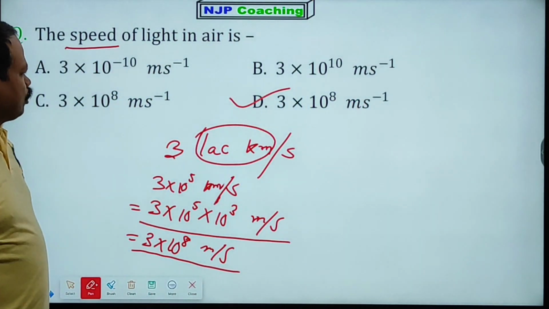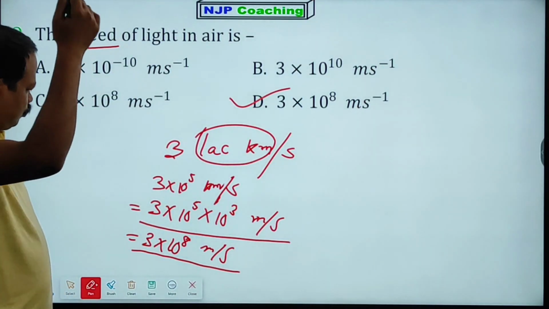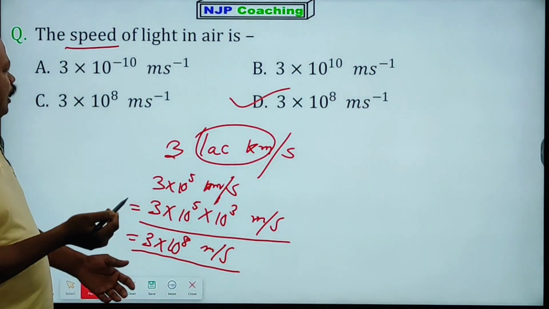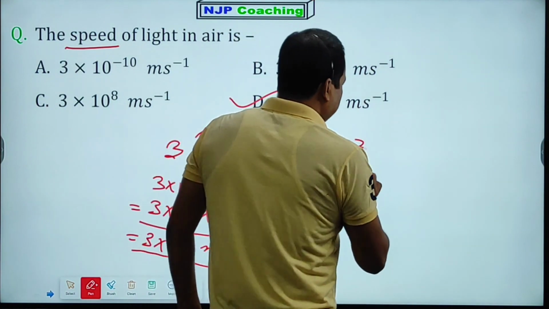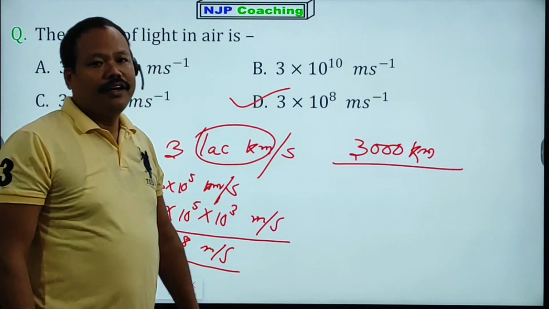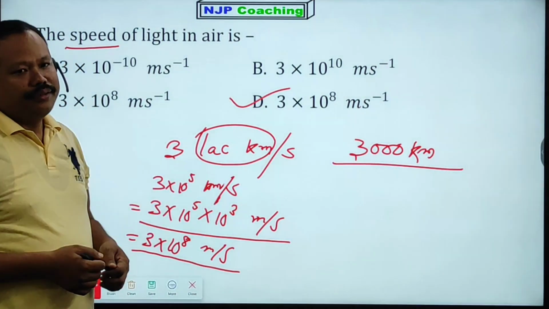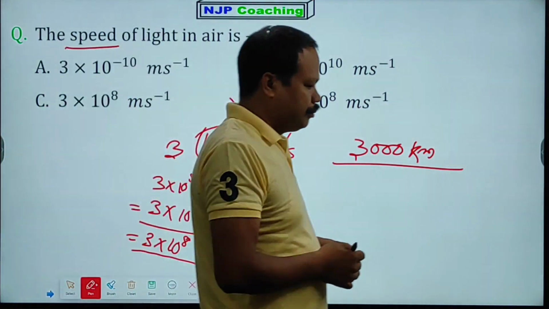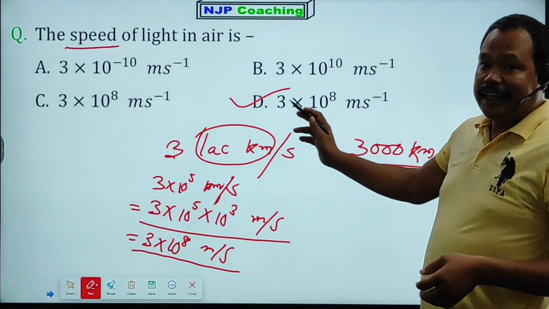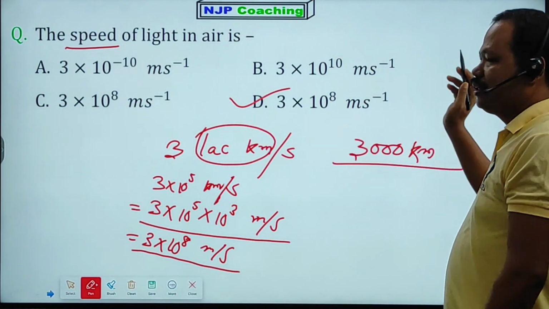between these two places, Jammu to Kanyakumari in India, the north side Jammu and Kanyakumari? It is only about 3000 kilometer. From Jammu to Kanyakumari about 3000 kilometer. But in 1 second, a light particle travels 3 lakh kilometer.